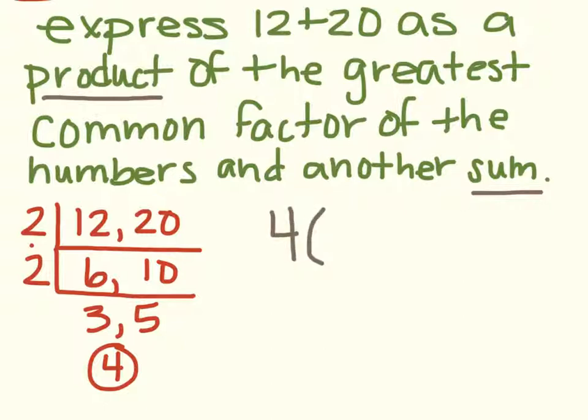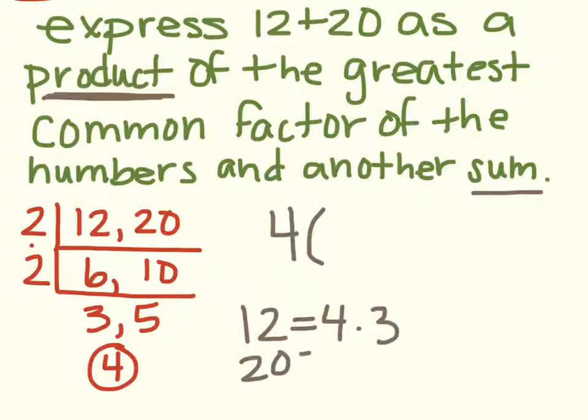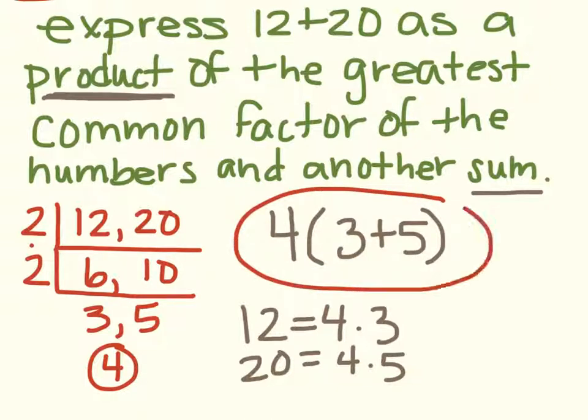I'm going to multiply it by something, right? That's where product is coming in. So let's think about it this way. 12 is equal to 4 times 3. And 20 is equal to 4 times 5. Okay, so using distributive property, that means I can rewrite this problem as 4 times 3 plus 5. And there is our answer to this problem.